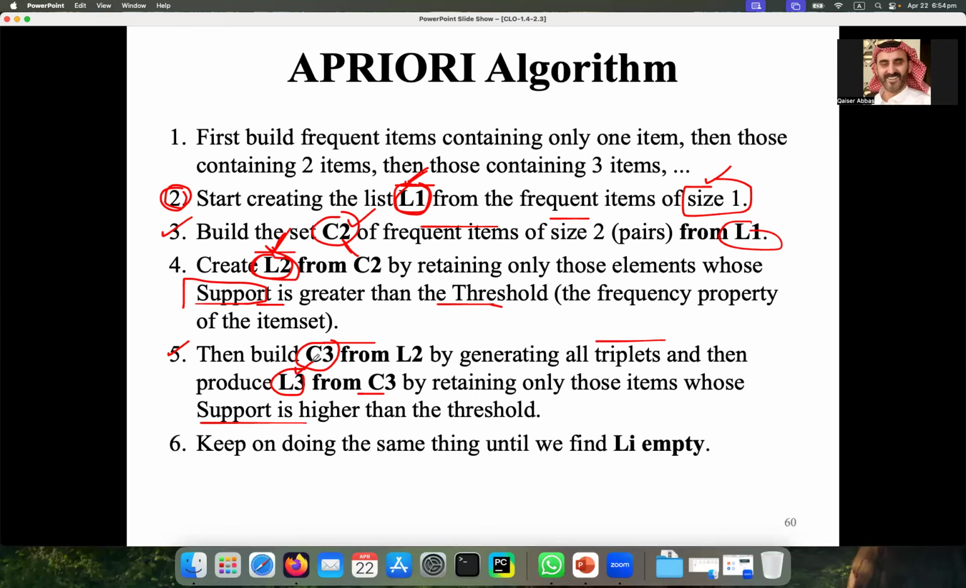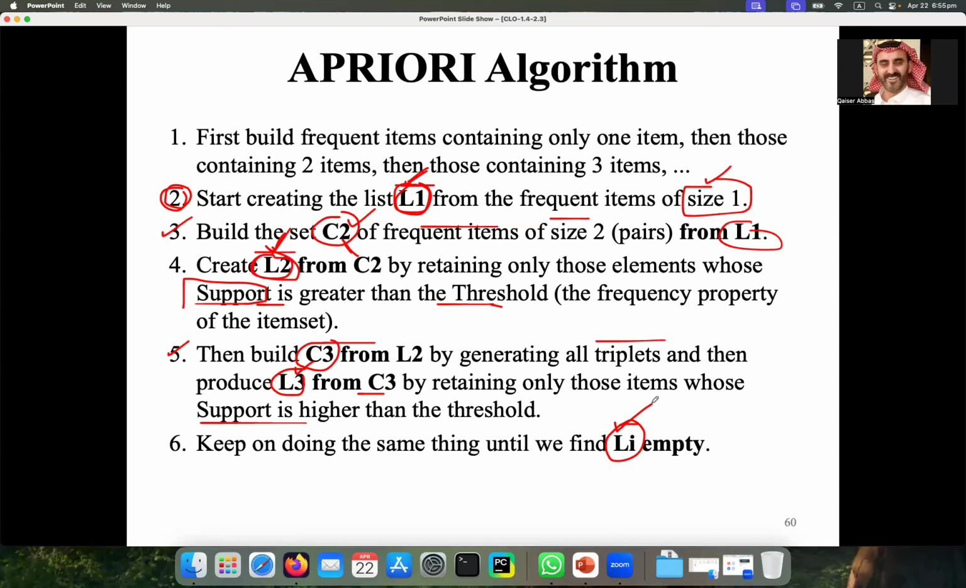You will keep on doing that until your list becomes empty. This list, L1, L2, L3, here I am representing it with Li. When this list appears as an empty list, then your algorithm has to stop.